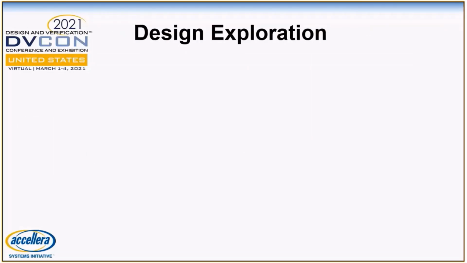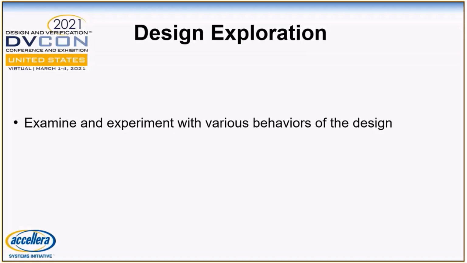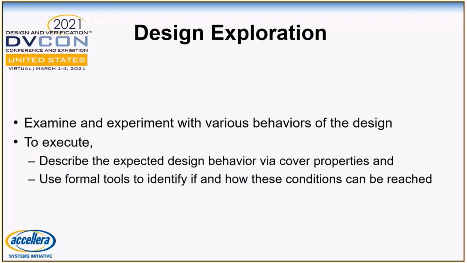The next technique that I would like to discuss is design exploration. Design exploration is a technique that is used to examine different behavior of the design. It is also used to get a feel for how the design acts under various conditions. Its execution requires describing the expected design behavior via cover properties and then using formal tools to identify if these conditions can be reached. And if reached, then what are the different stimuli required to reach these conditions?